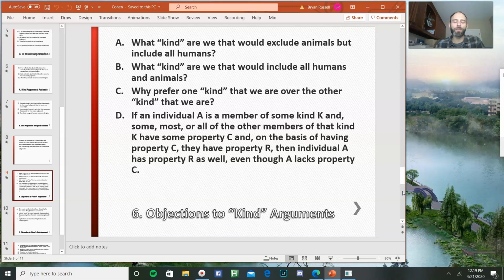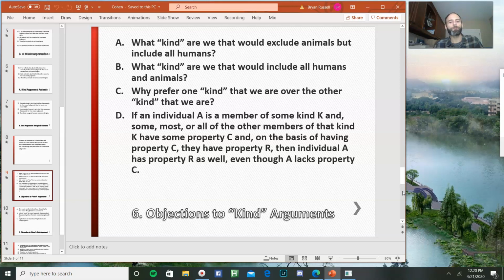So individual A is a member of this class. The kind is members of this class. And some, most, or all of the members of this class have some property, that is, worked very hard in the class and did all the assignments. And on the basis of having the property of working very hard in this class and doing all the assignments, they have some property, that is, deserving of a passing grade.